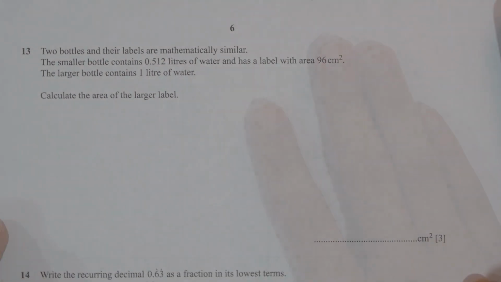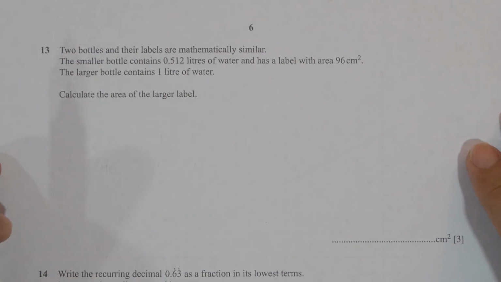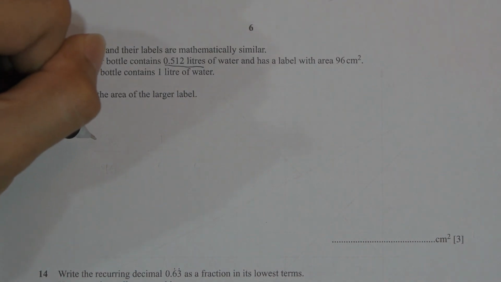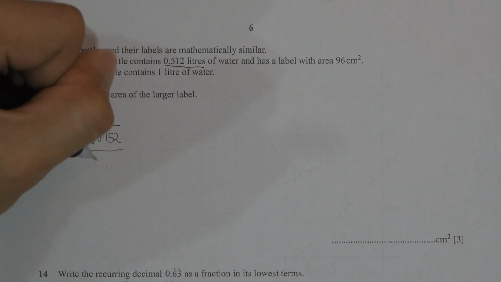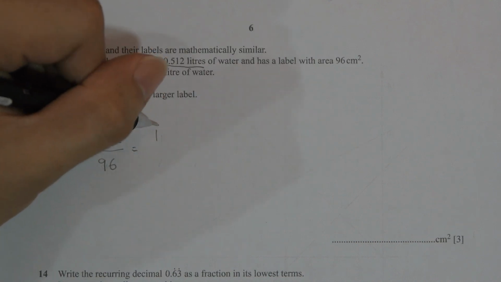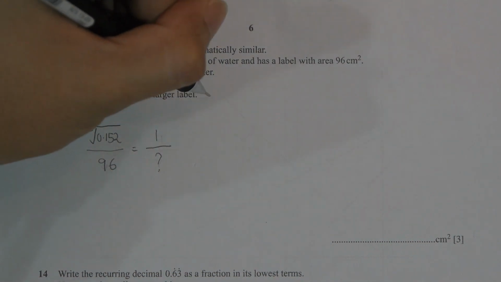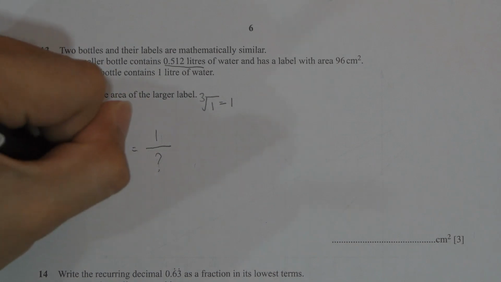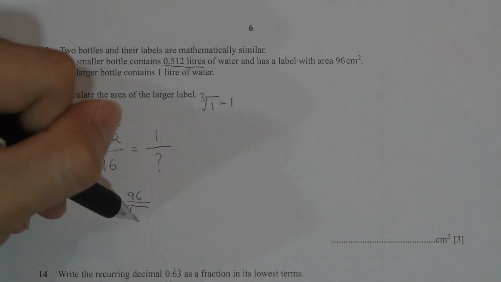Question 13. The tricky part here is, it was given that 0.512 liters. For the liters, you are required to cube root it, over 96. No changes are required on the area part, because the final result you are being requested to find is the area. So you do the shifting to get the final answer.